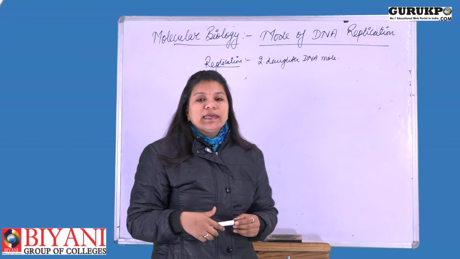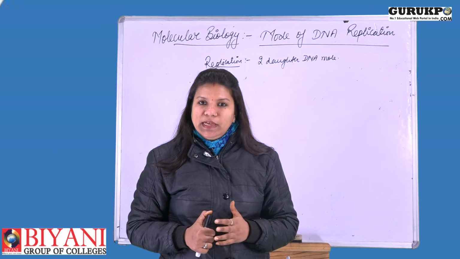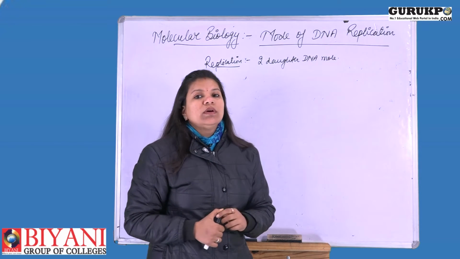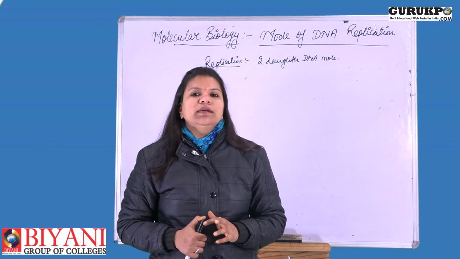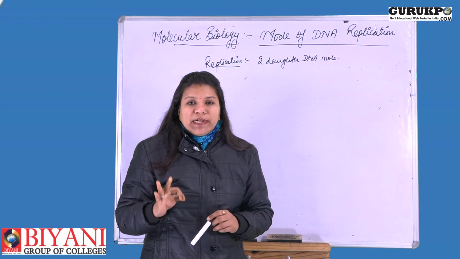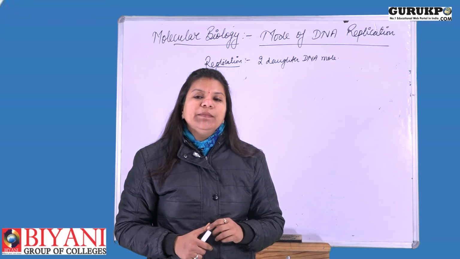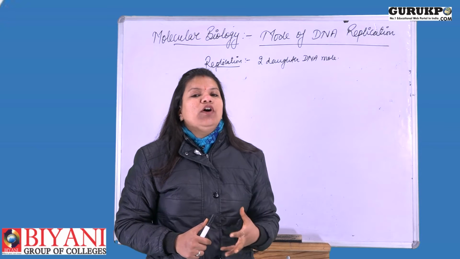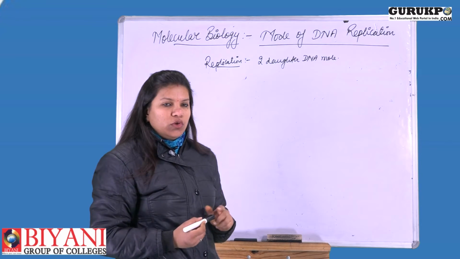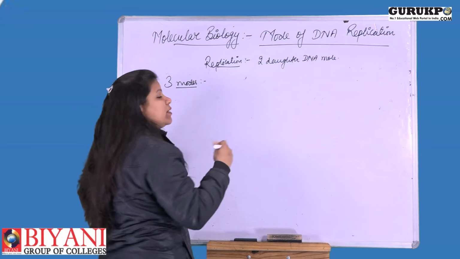Now the main thing is, when Watson and Crick in 1953 demonstrated the double helical structure of DNA using the X-ray crystallographic method, they then wanted to know in what manner the DNA replicates, right? So there were three types of theories, or you can say three types of modes, which were postulated at that time, in order to decide which mode the DNA can use to replicate itself. So there were three modes basically which were identified at that time.